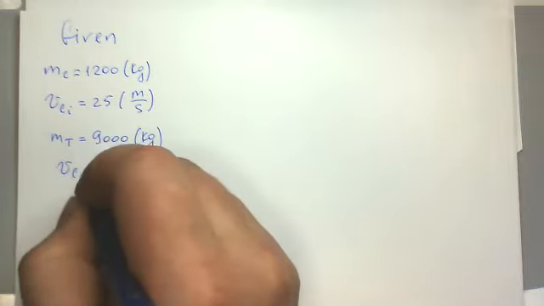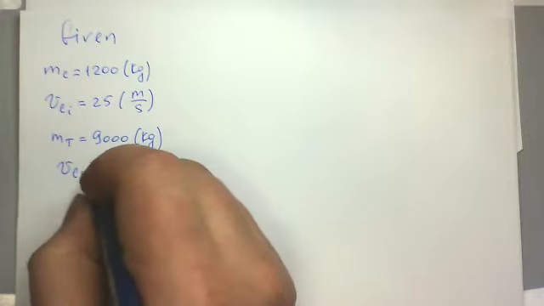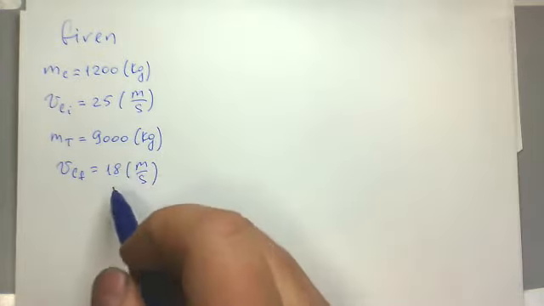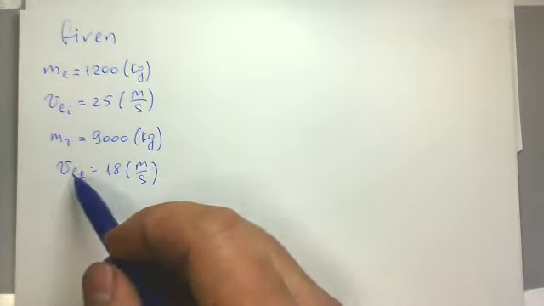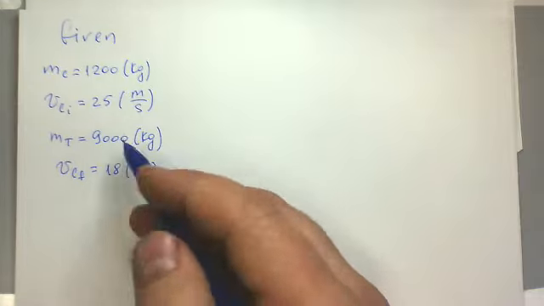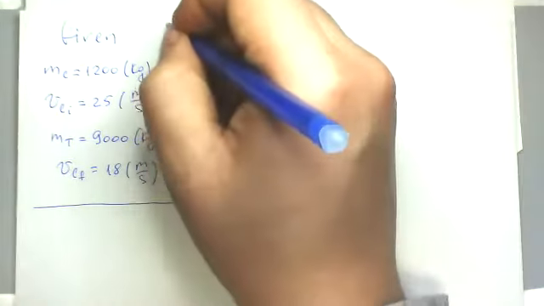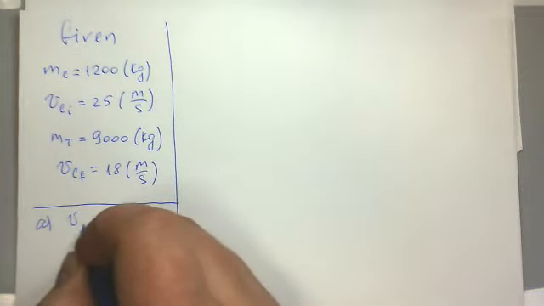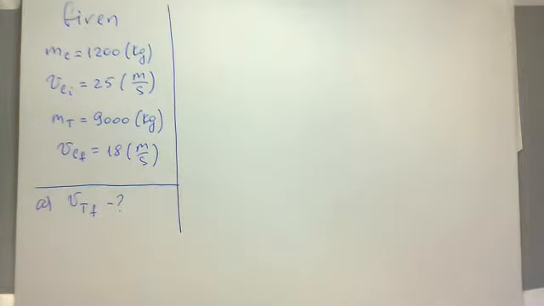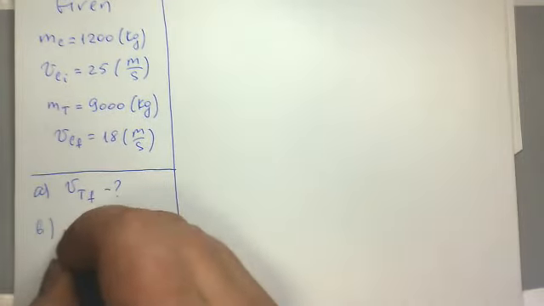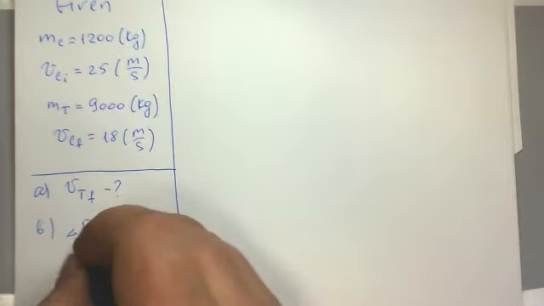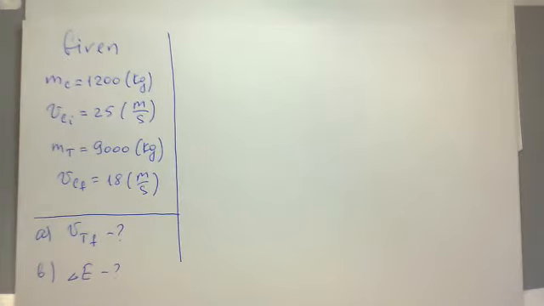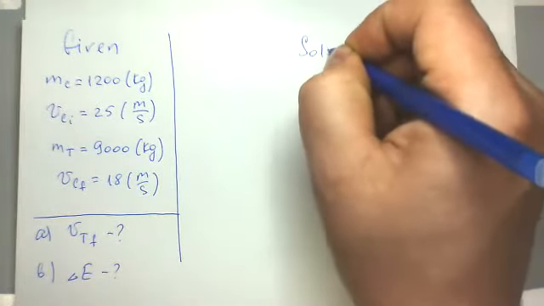The final speed of the car is 18 meters per second, in the same direction. So it was 25 at the beginning, and after the collision it has a speed of 18 meters per second. We need to find the final speed of the truck after the interaction. And B, we need to find the change of mechanical energy of the car-truck system. Okay, so now let's solve this problem. Solution.